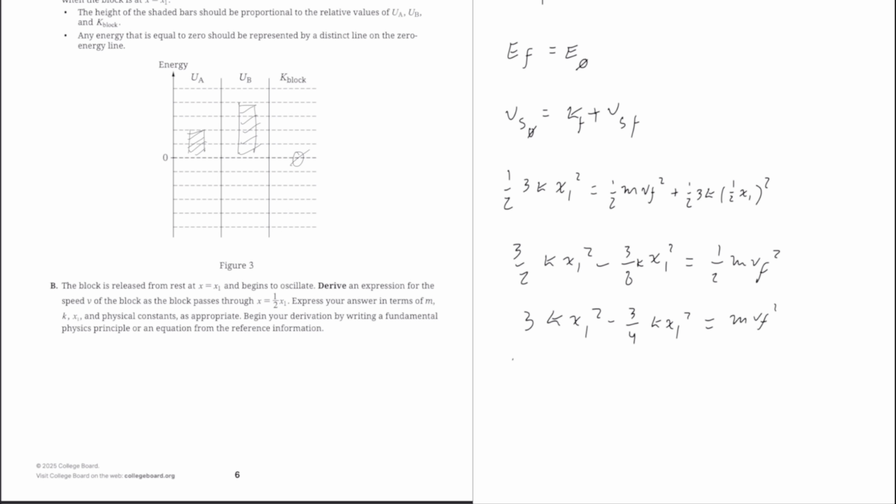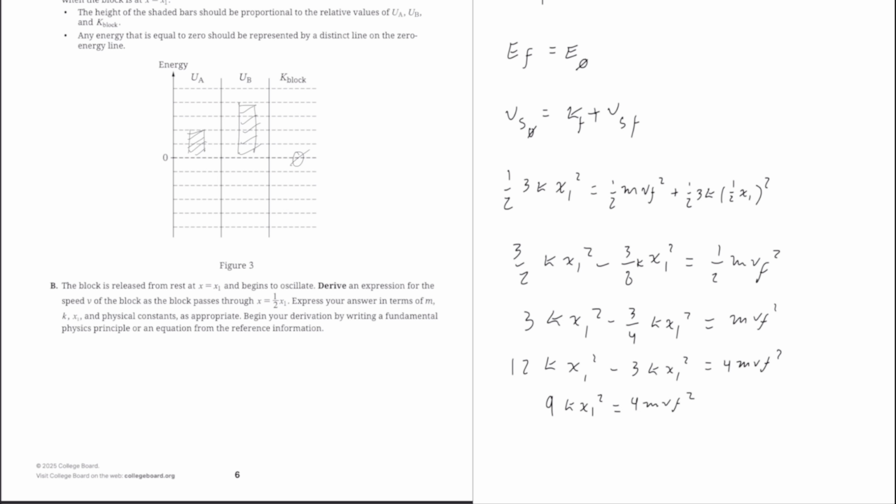What if I multiply everything by 4? This is a lot of what ifs sometimes, but instead of working with fractions, it's sometimes just easier to multiply things out. So I multiply it by 4. And now what's 12 minus 3? Oh, it's 9. Wow, I feel stupid. So now 9 k x1 squared is equal to 4 m v final squared.